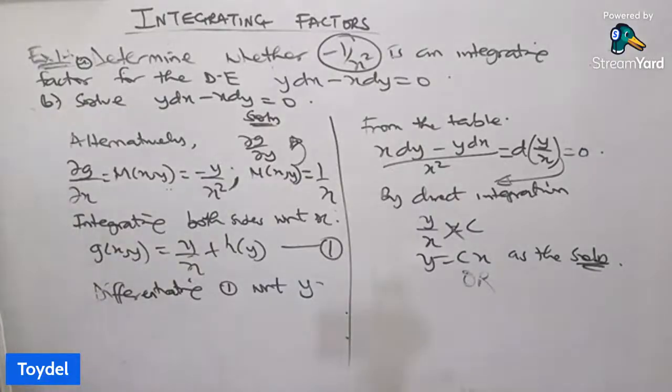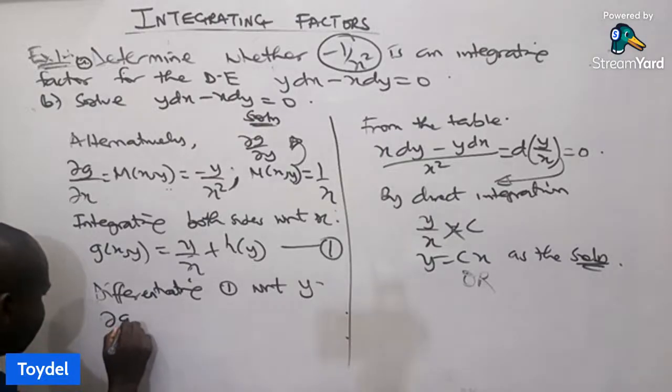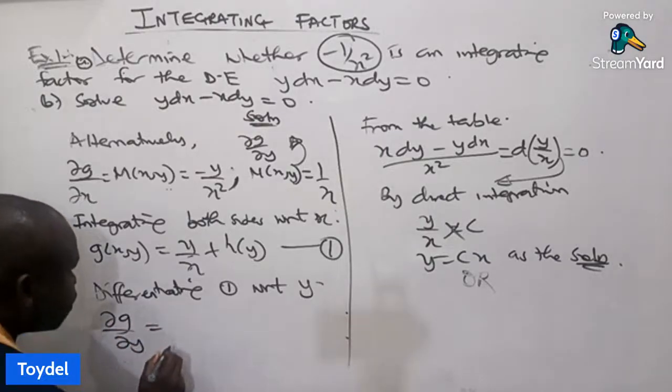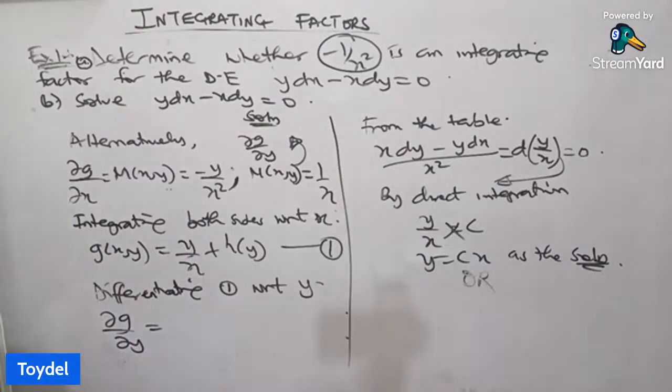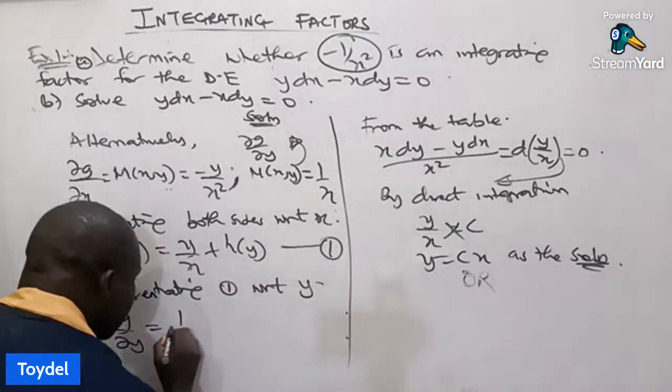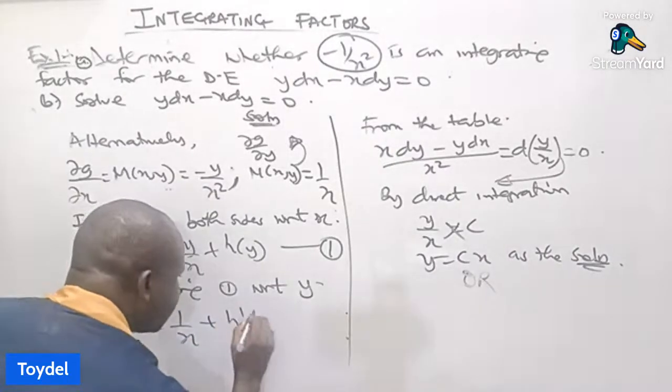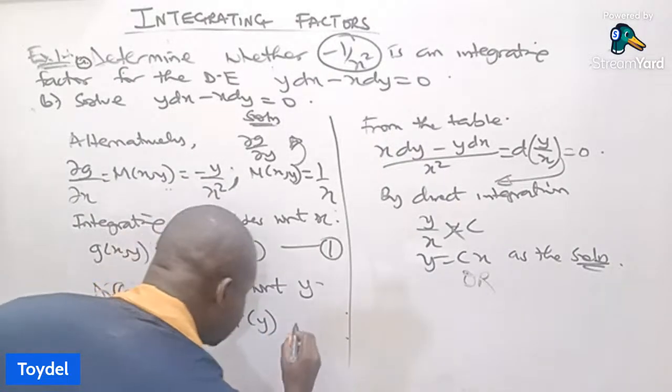When we differentiate equation 1 with respect to y, at the end of the day, what are we going to get? We have g_y equal to, when we differentiate this with respect to y, 1 all over x plus h prime of y. Then that is equation 2.